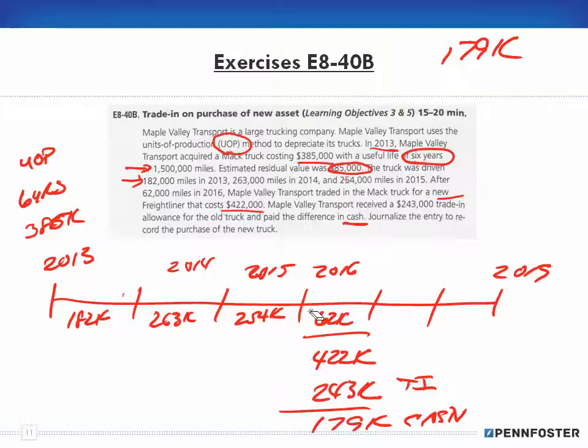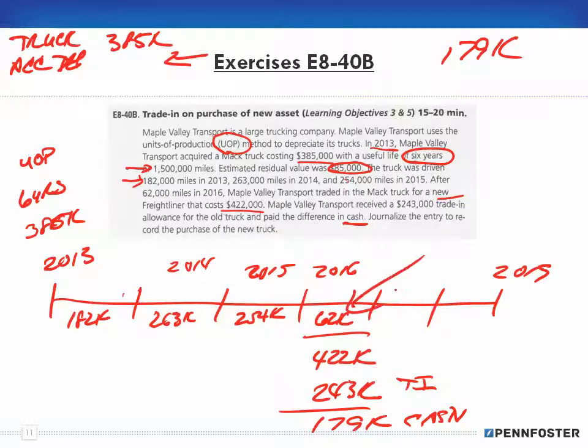So my balance sheet is going to show my truck for 385,000 less my accumulated depreciation, right, at some amount up to the 62,000 used, which will give me my book value. That's what I'm going to need to do all the way up to that point in time. So basically, this is a units of production depreciation method.